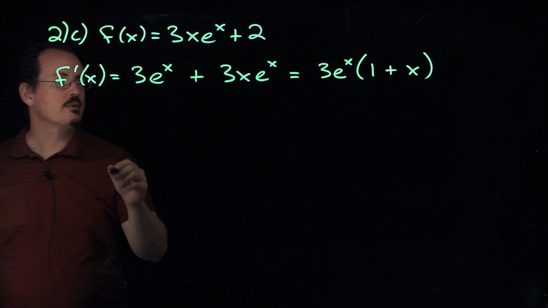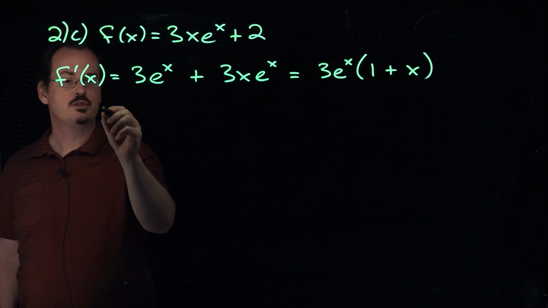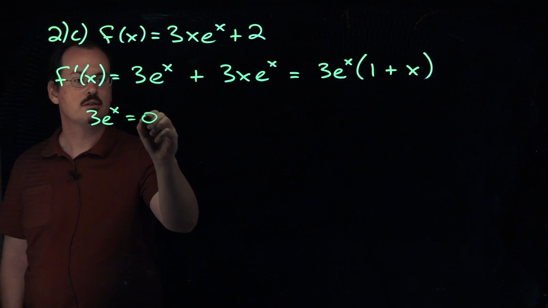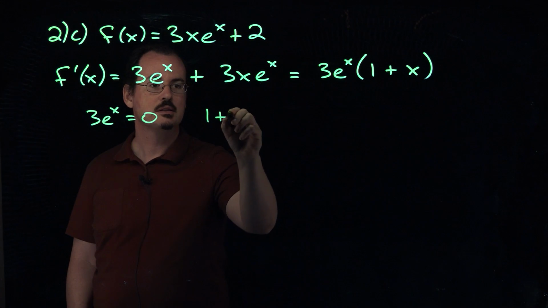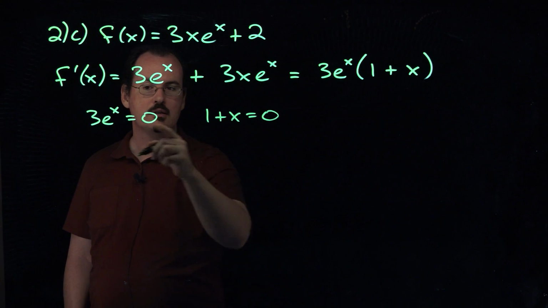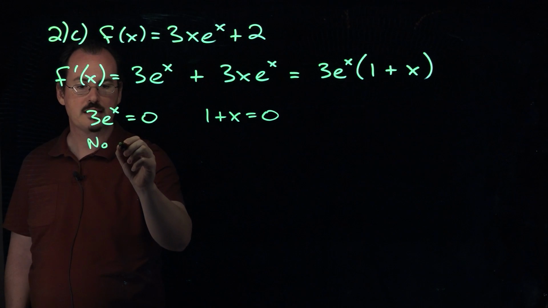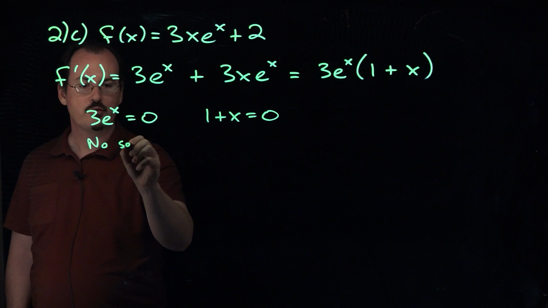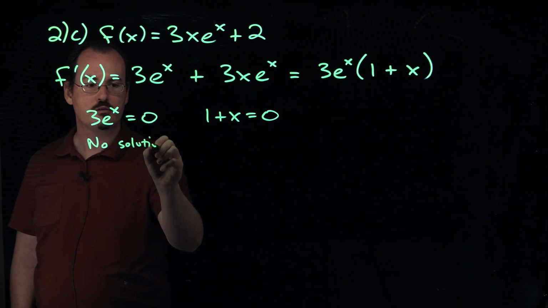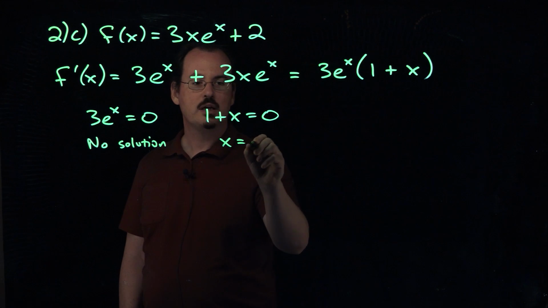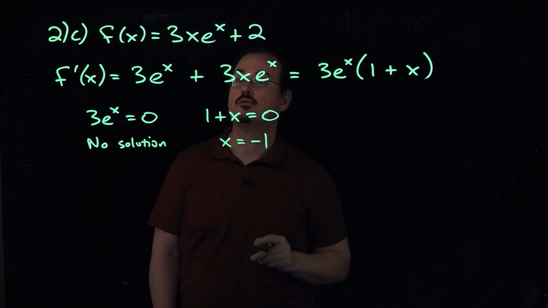Okay, so if we set that equal to 0, we really have two factors there. We've got 3 e to the x. Set that to 0. We've got 1 plus x. Set that to 0. That's not going to have any solutions. The exponential function e to the x just by itself never reaches 0, never equal to 0, so no solution. So this tells us that we have only one critical number, at x equals -1.